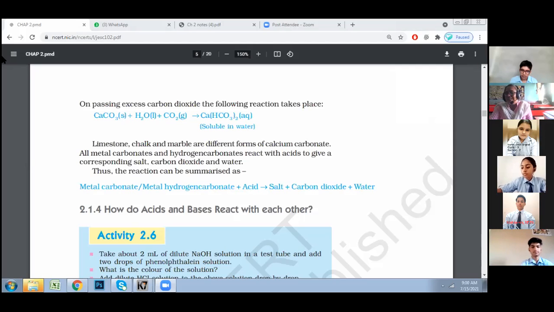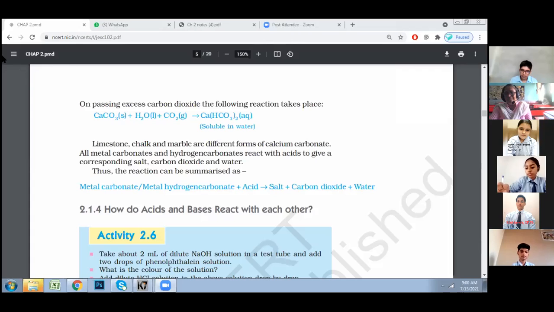This question comes in indirect question form, which I will give you now in dictation. First you understand the concept. What is the white precipitate? We have learned that calcium carbonate is the white precipitate. It is similar to limestone, chalk powder, and marble. These are different forms of calcium carbonate, and all metal carbonates and hydrogen carbonates react with acid to form the corresponding salt, carbon dioxide, and water. This is a very important line. Please note down calcium carbonate: different forms are limestone, chalk, and marble.